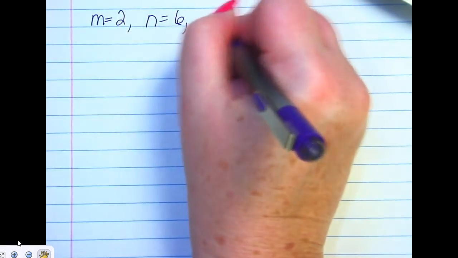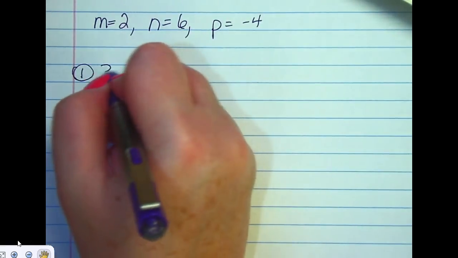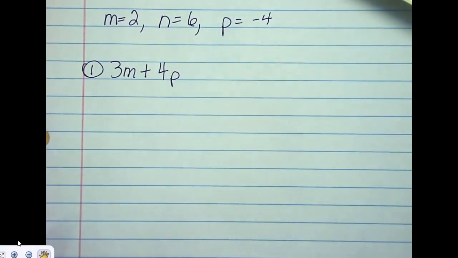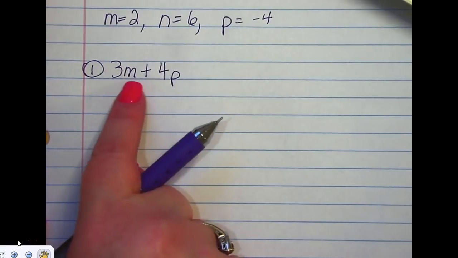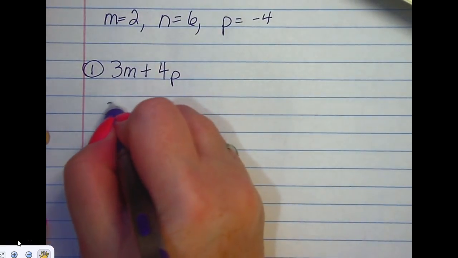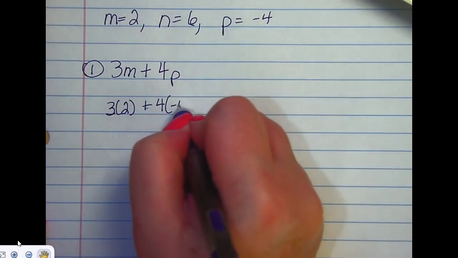Evaluate each expression. If m equals 2, n equals 6, and p equals -4. So 1, it's 3m plus 4p. Now we can use a calculator for this, but you should show the substitution. What is happening here with the 3 and m? What operation? Multiplication. So 3 times 2 plus 4 times -4.